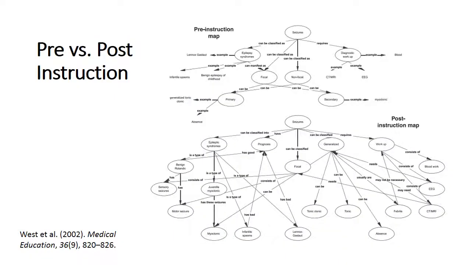We see a similar situation from this study of pre versus post instruction maps by West et al. And this is going back to the seizure example I used earlier. So our pre-instruction map of seizures is less complex, has fewer concepts represented in it, and has fewer links. But post-instruction, all that complexity is increased.